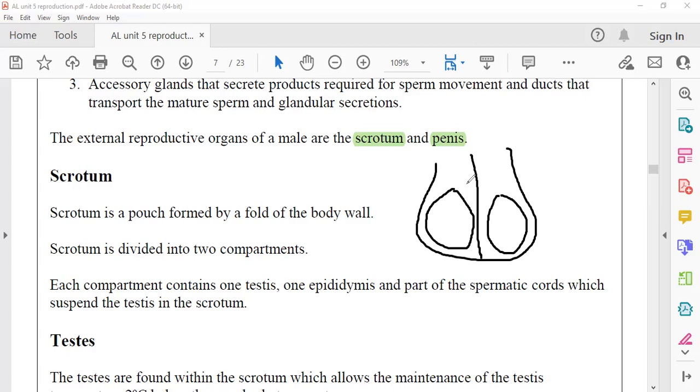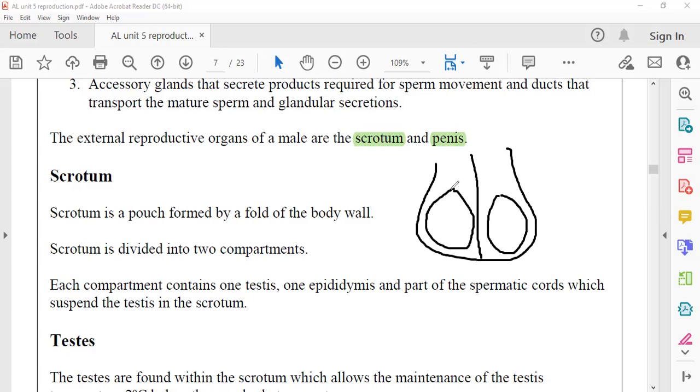If these testes are situated inside the body cavity, like in the female, then due to the high temperature, that is 37 degrees Celsius in the human body, sperm production will be highly affected. That is the important idea.